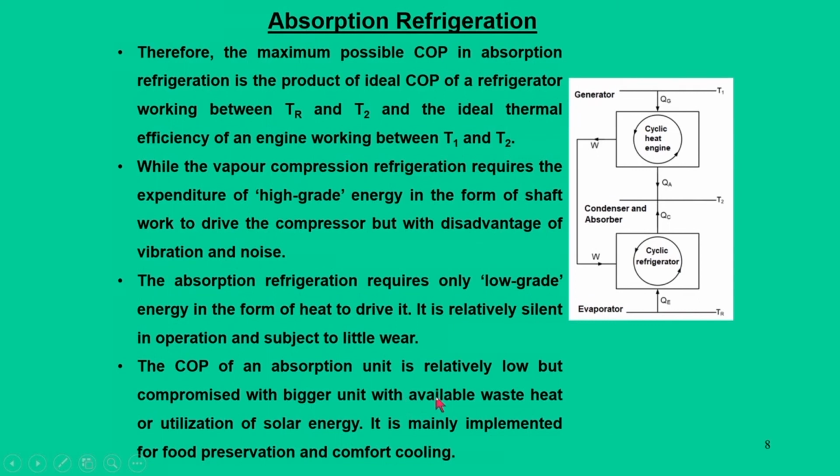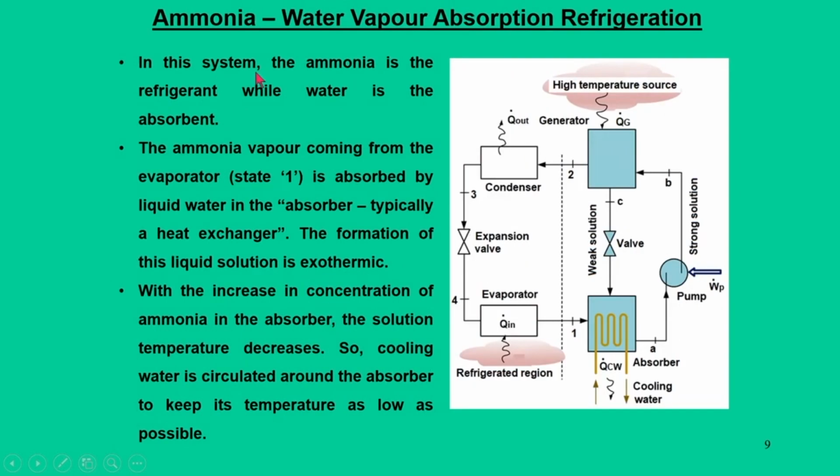Where are we using this? Whenever there is waste heat available for utilization, such as solar energy. It is mainly implemented for food preservation and comfort cooling, where the main thrust is utilization of waste heat or renewable energies. The practical utility of vapor absorption systems is seen in one such unit, the ammonia water vapor absorption system.